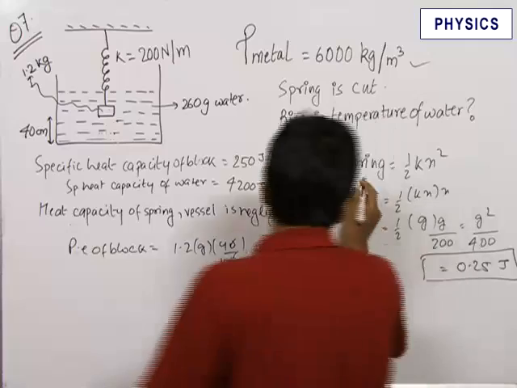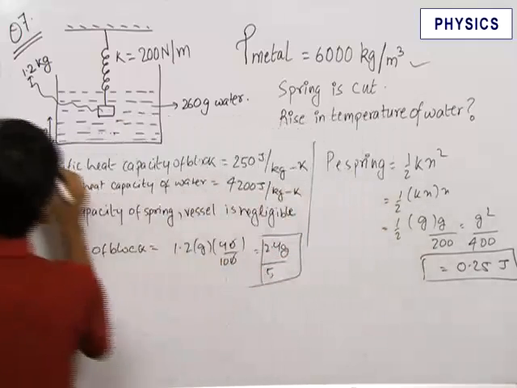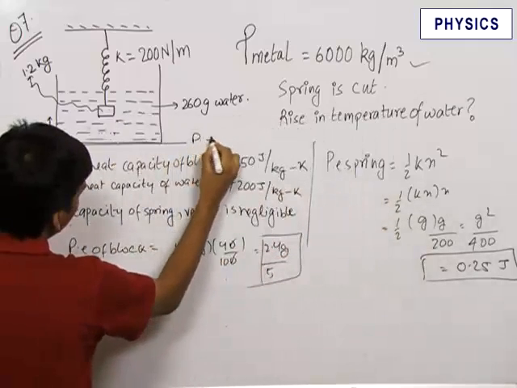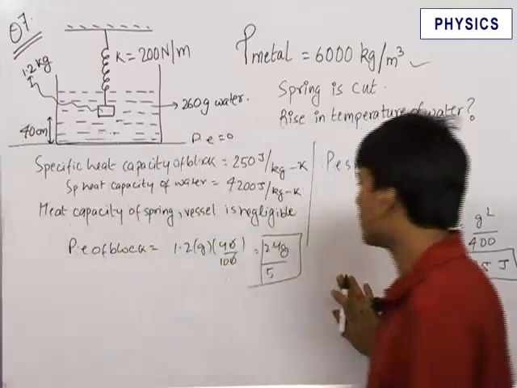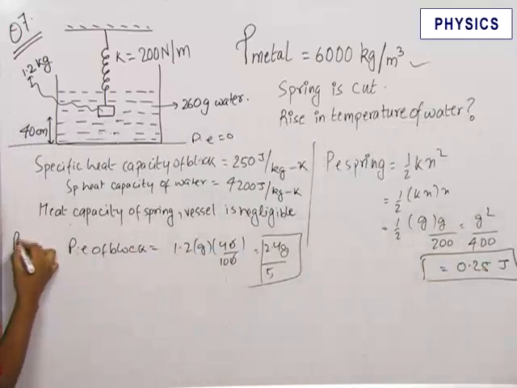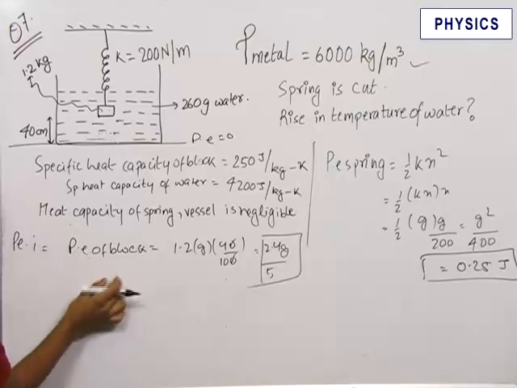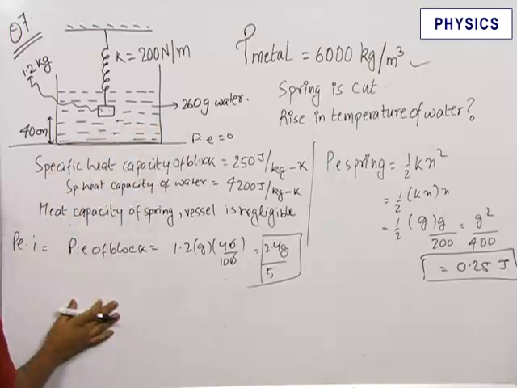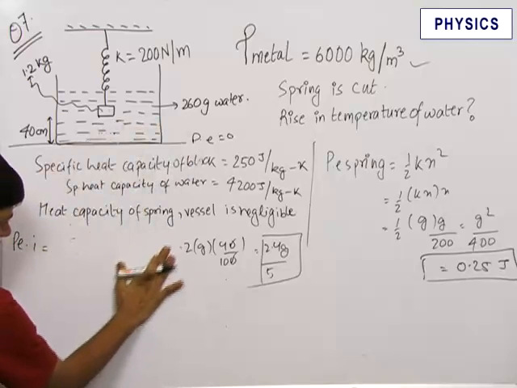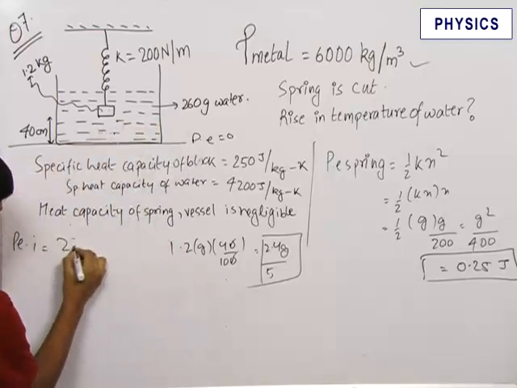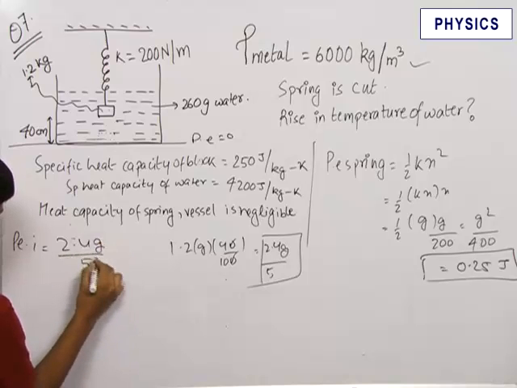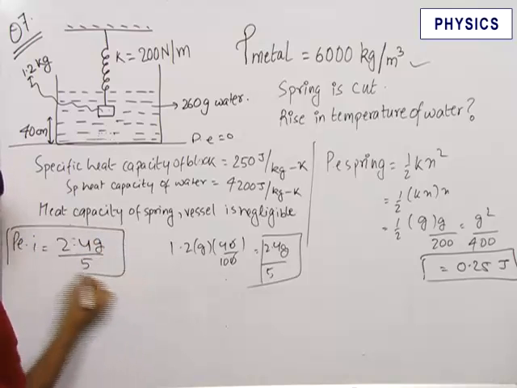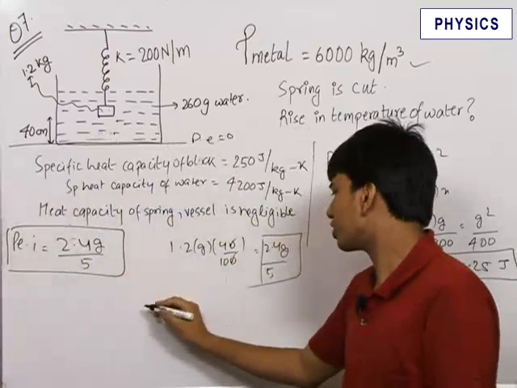So the initial potential energy of the system can be, let this reference level be 0 potential energy. Let us write the initial potential energy. Initial potential energy was equal to the potential energy of the block plus the potential energy of the block of water, which is 0 because it is at reference level 0. Therefore, the initial potential energy of the system can be written as 2.4 g upon 5. Now we need to find out the final potential energy of the system.